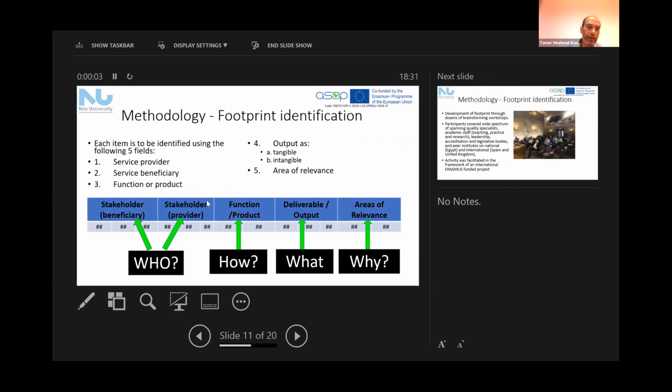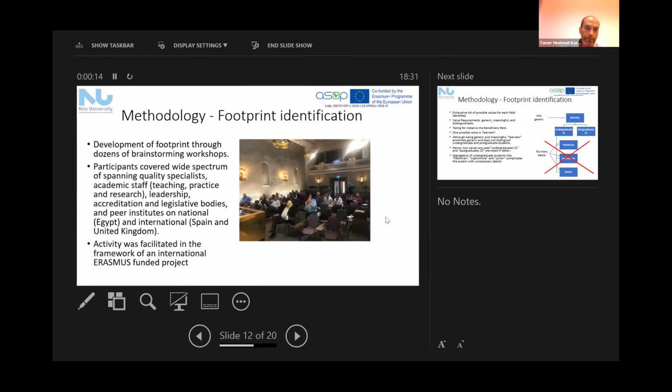So these are the main fields that we use to identify each element: the service provider and the beneficiary and the function and the output and the area of relevance. In fact, to identify this system, a collaborative work of dozens of brainstorming workshops were done with participation of many sectors, either faculty or leadership, and also participation on international level from experts in Egypt and Spain, United Kingdom, and Sweden. This was facilitated in the framework of the internationally funded Erasmus project.